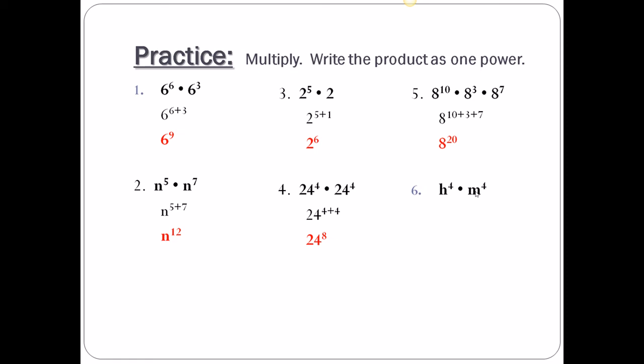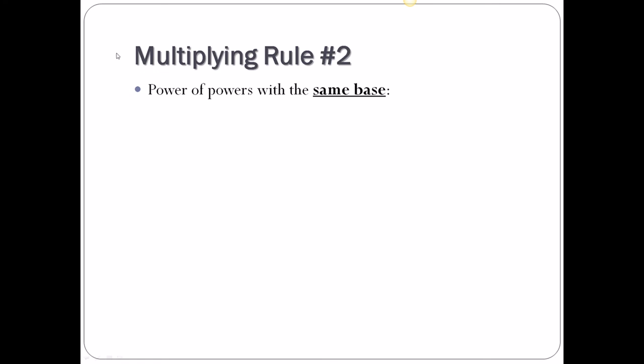What did you do on number 6? Do they have the same base? No, they do not have the same base. So you can't do anything with them. Oh, I know that wasn't fair, but sorry. Some things aren't fair. Well, that was rule number 1. So exponents rule number 1 for multiplying.